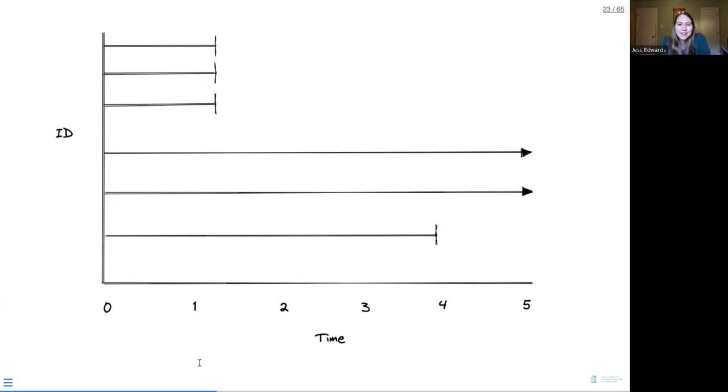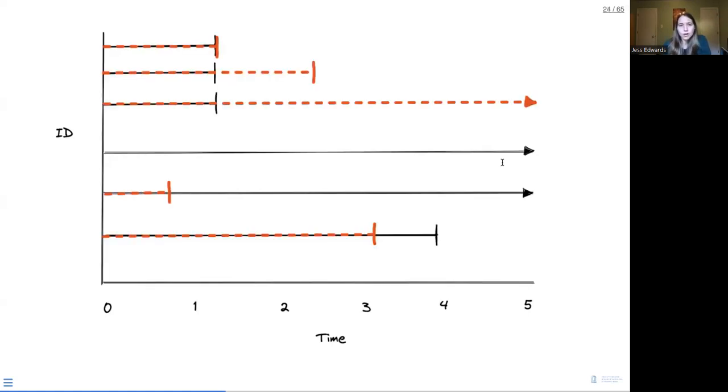All right, we're back to the line diagram to begin part 2. This is a line diagram here where these bars represent events and the arrows at the end represent censoring. And in this setting, we're assuming that the black lines are the truth. We might have several different types of measurement error where our observed data might take the form of these red lines.